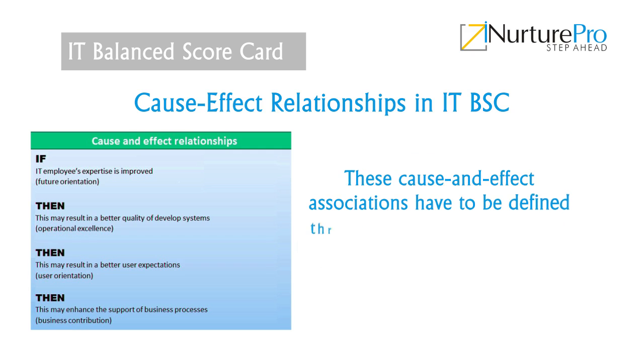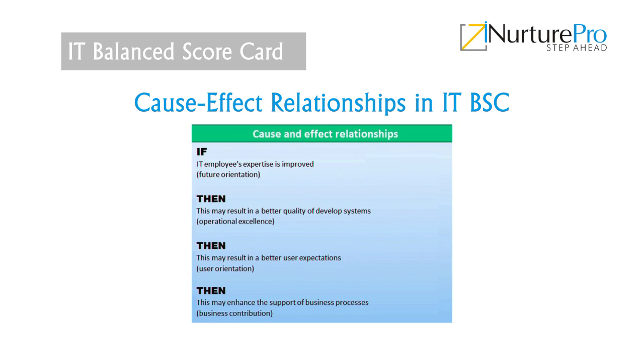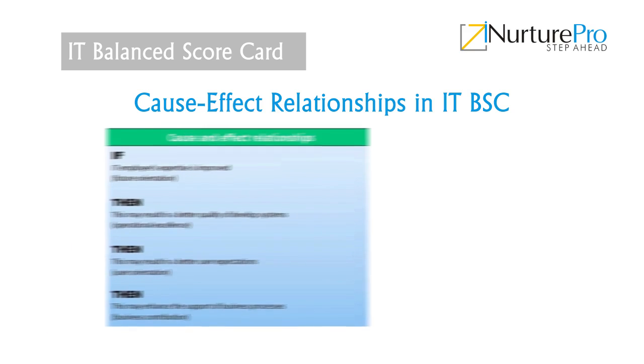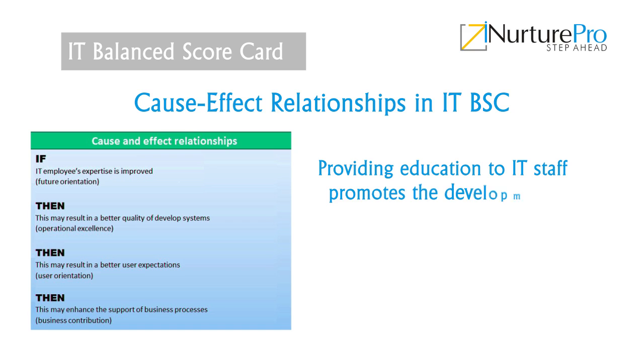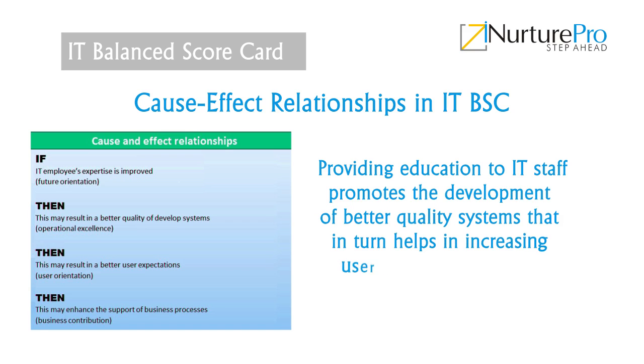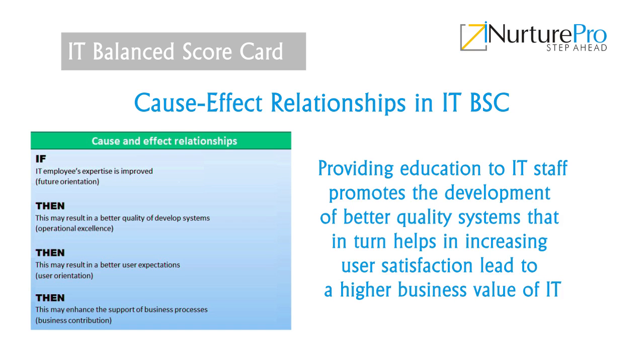These cause and effect associations have to be defined throughout the whole scorecard. We can see how each of the perspectives is dependent on one another in the figure here. Providing education to IT staff promotes the development of better quality systems that in turn helps in increasing user satisfaction, that will finally lead to a higher business value of IT.